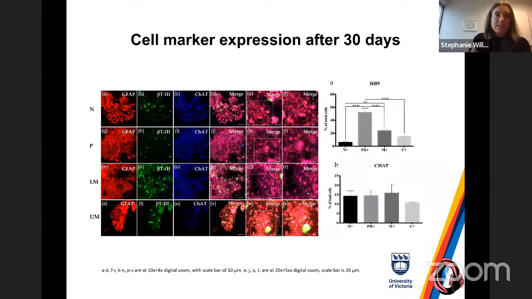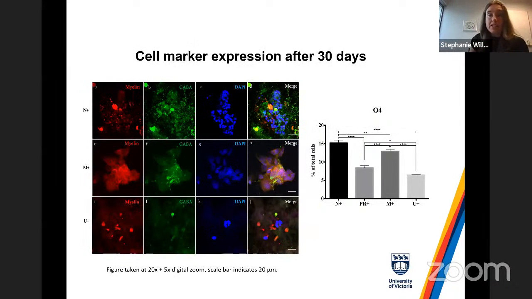The other thing I just want to point out is that we were able to keep these constructs around for 30 and 45 days, which is really helpful and is quite long in terms of bioprinted tissues, because if we actually do want to use them for drug screening, you want to be able to keep them around and actually use them to monitor things.